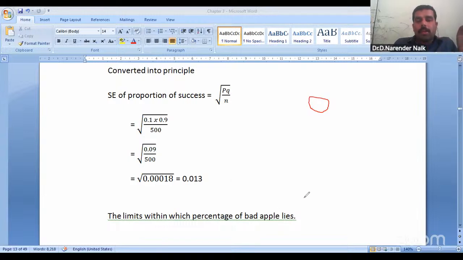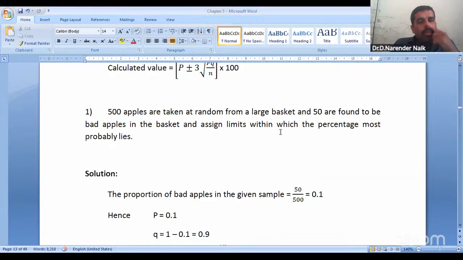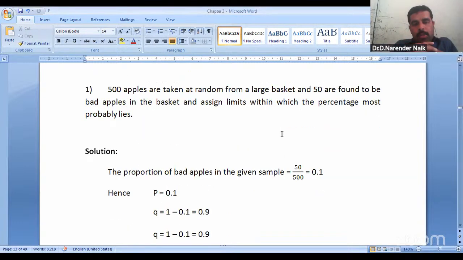Assign the limits means, see, my dear students, this is very important and you have to observe carefully. For example, a person went to a vegetable market or fruit market and purchased 500 apples from a large basket. Then he found 50 are bad apples. So we have to assign the limits. Generally, if you purchase any item, it looks very good and fair, and only then you take the decision to purchase that item.